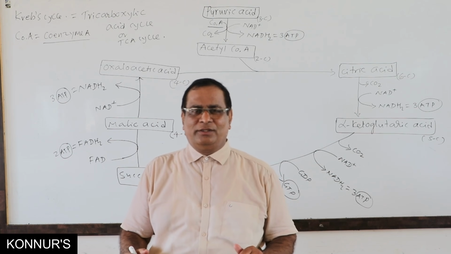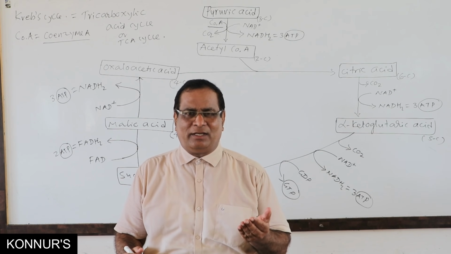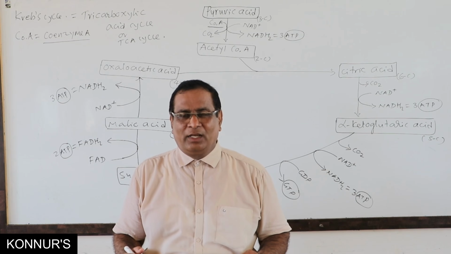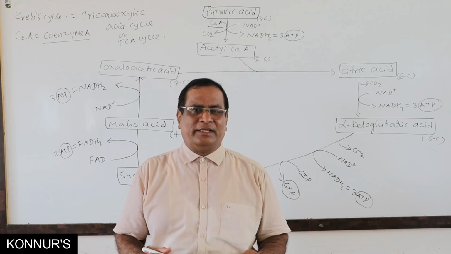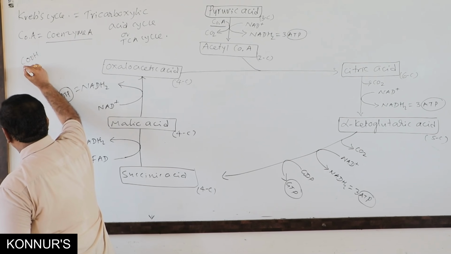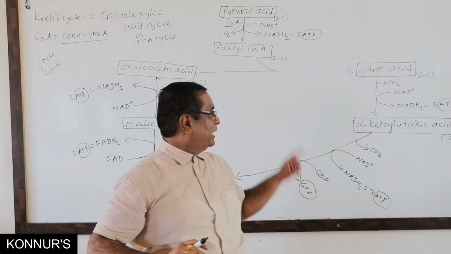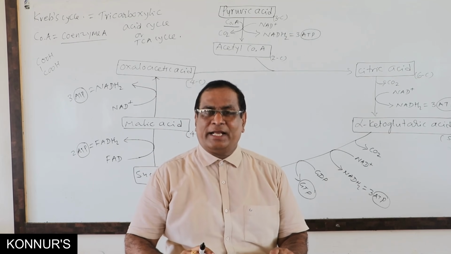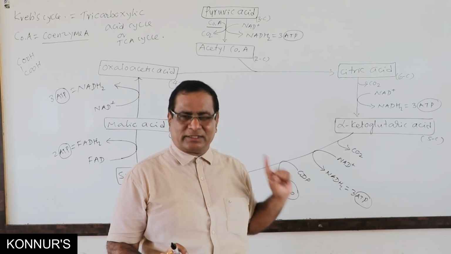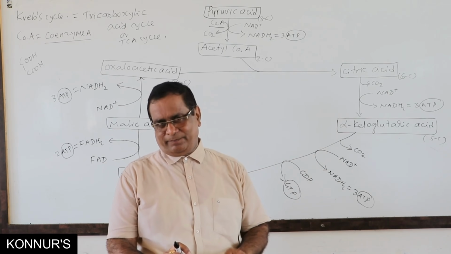Already you know there are monocarboxylic acids in organic chemistry like formic acid, acetic acid, benzoic acid, and there is a dicarboxylic acid, that is oxalic acid, having the formula COOH, COOH. In the similar way, the example for tricarboxylic acid is citric acid. Hence the name tricarboxylic acid cycle or TCA cycle.